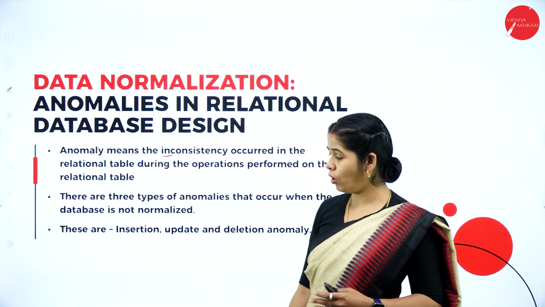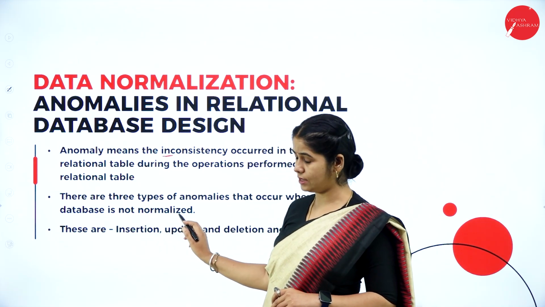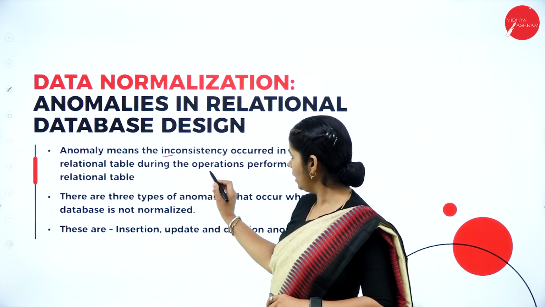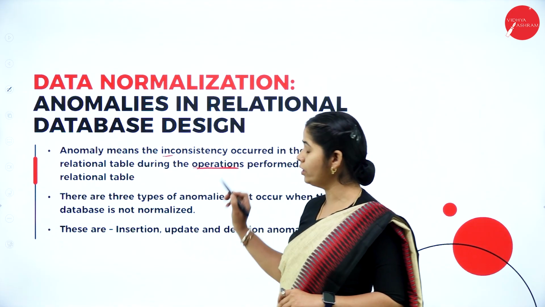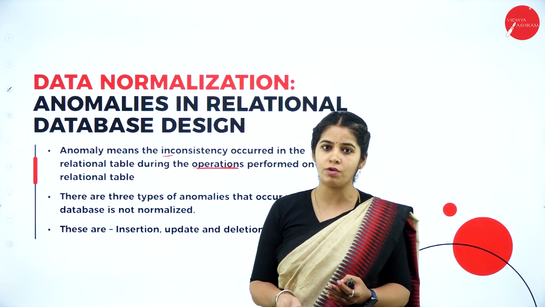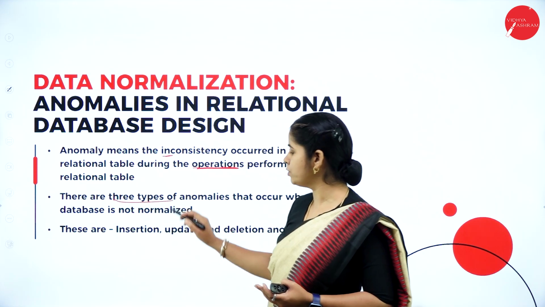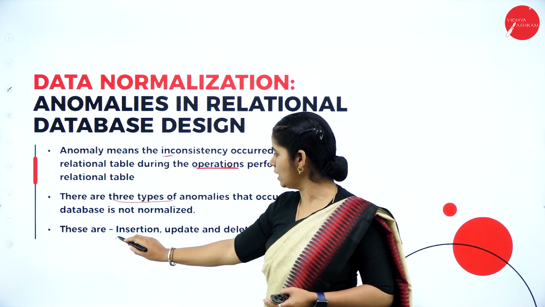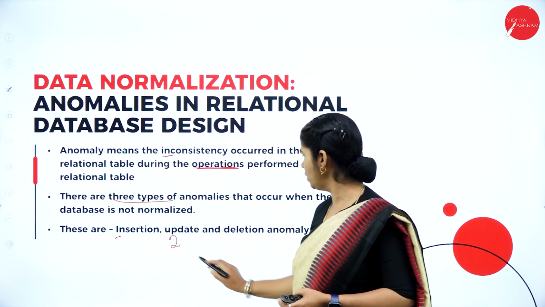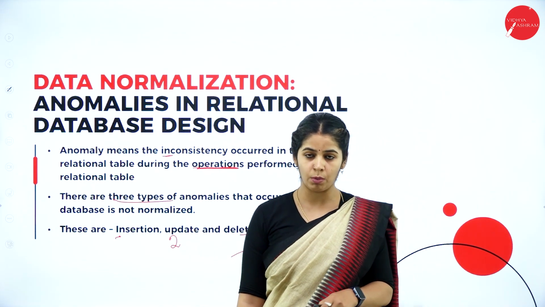There are three types of anomalies that can occur when the database is not normalized. When we are doing operations, how many operations do we have? Read, write and update, the basic operations. Depending on these, we have three types of anomalies: insertion anomaly, updation anomaly and deletion anomaly.